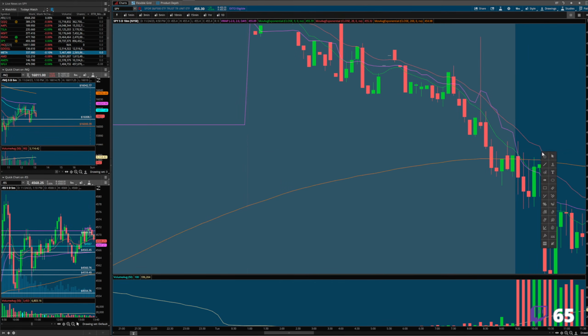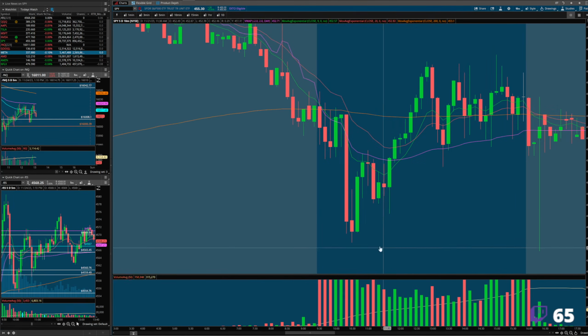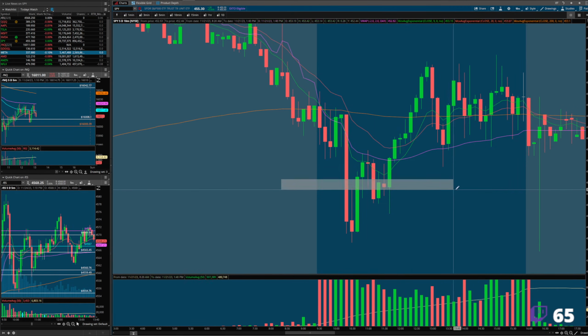Okay. And then what happened, right? The rest of the day. You can review it if you want, but tweezer bottom, bullish engulfing. This is where it gets choppy, right? I do want to review this.